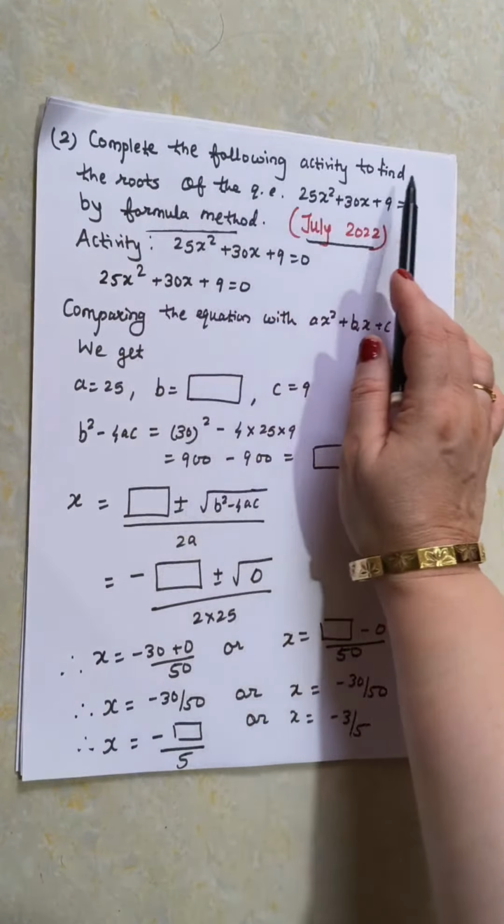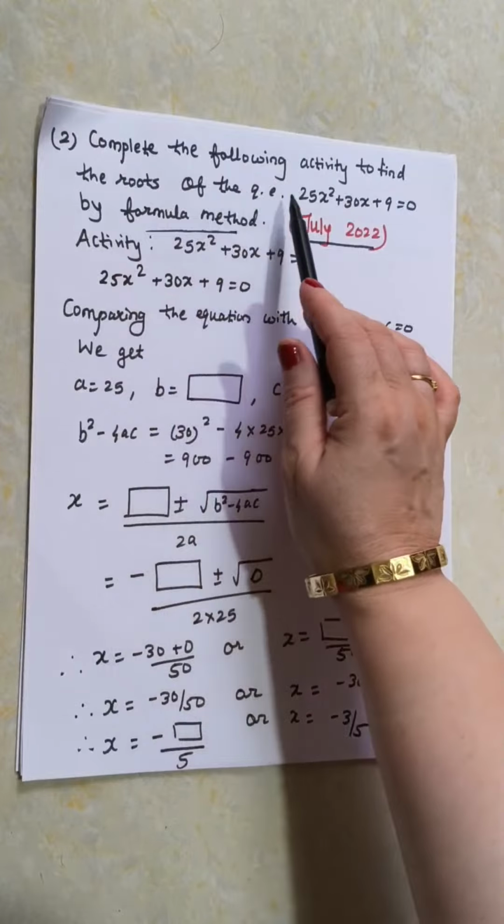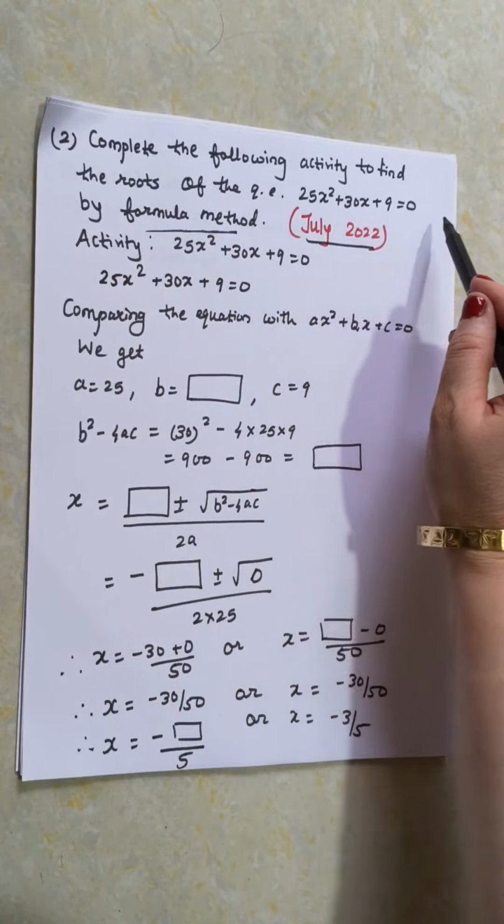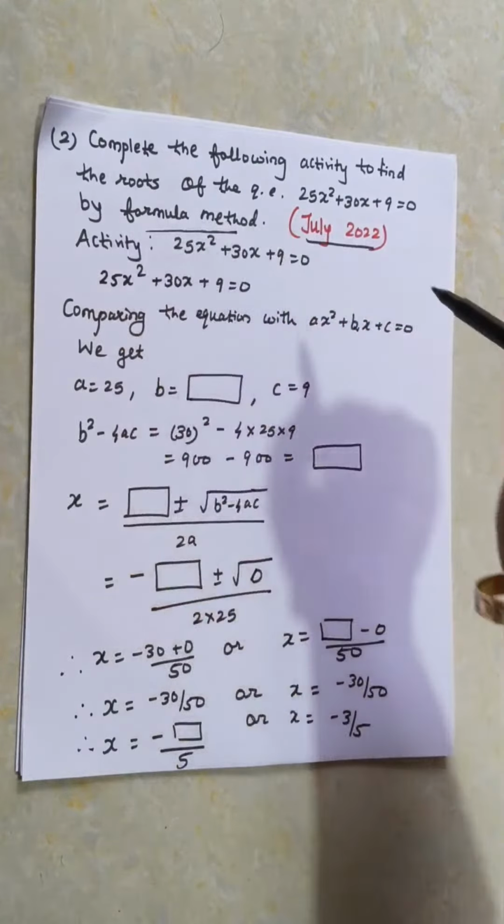Complete the following activity to find the roots of the quadratic equation 25x square plus 30x plus 9 is equal to 0 by formula method.